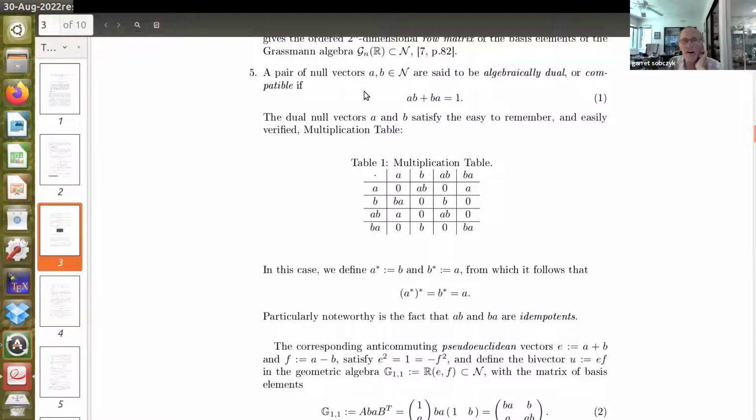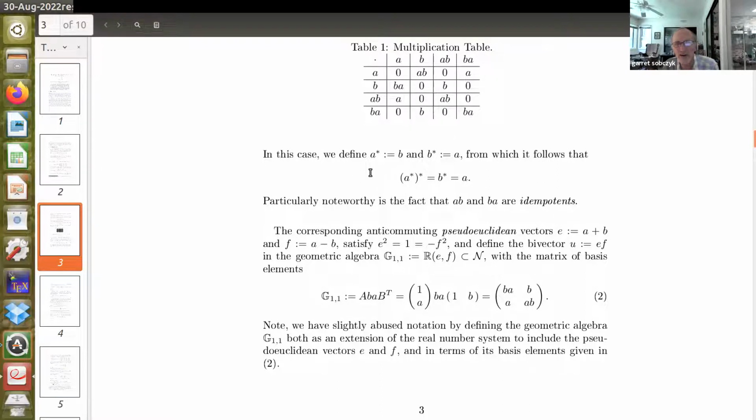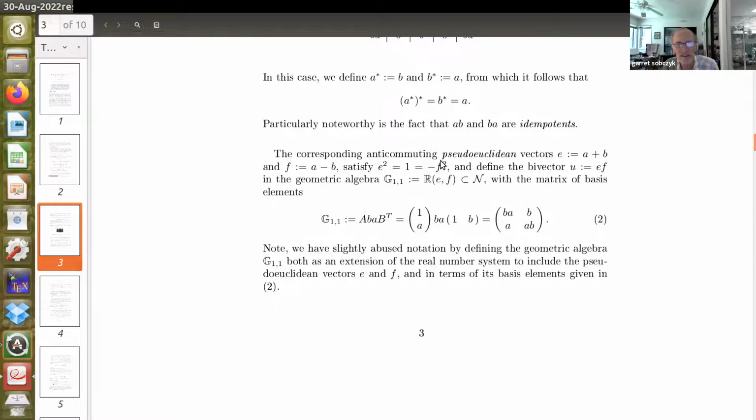A pair of null vectors are said to be dual. Well, I say compatible, but maybe dual is a better way of looking at it. This duality is going to characterize the matrix product. When I say algebraically dual, I mean that AB plus BA is equal to 1. And that's going to define what the matrix representation of the Clifford algebra is, basically. That's why I introduced that notation there.